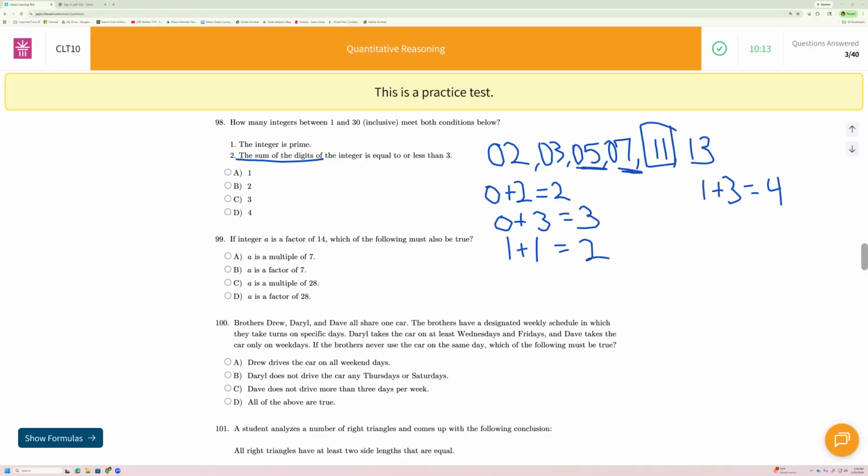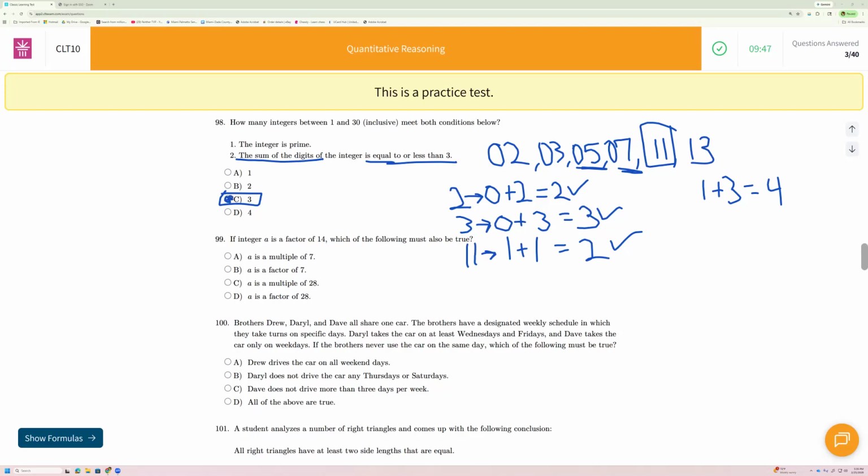But it says equal or less than 3. So this one qualifies. This one qualifies, and 11. That's 2. That's 3. And 11 are the only prime numbers whose digits add to 3 or less than 3. So I have 3 of them. So my answer is C, 3.